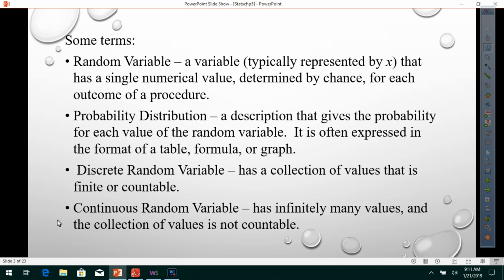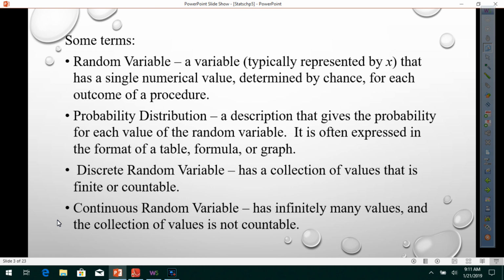Some terms. Random variable: a variable typically represented by x that has a single numerical value determined by chance for each outcome of a procedure. Probability distribution: a description that gives a probability for each value of the random variable. It is often expressed in the format of a table, formula, or graph.